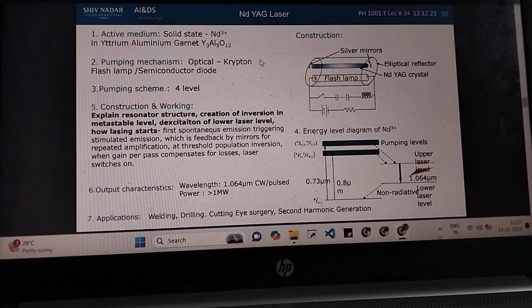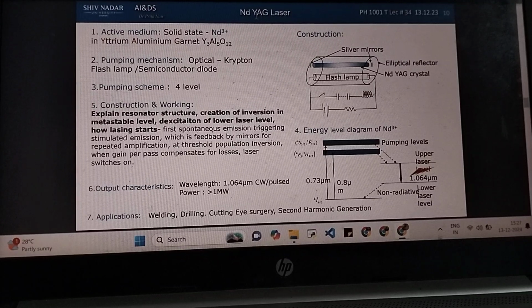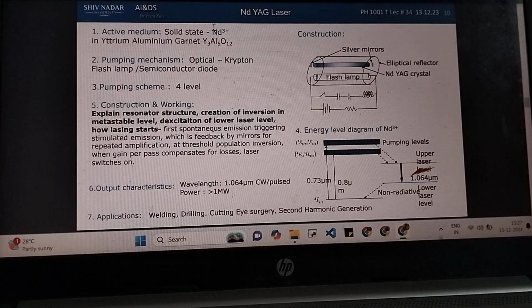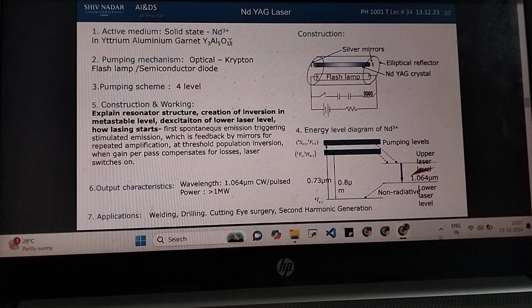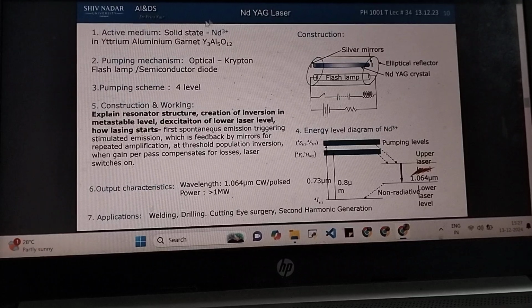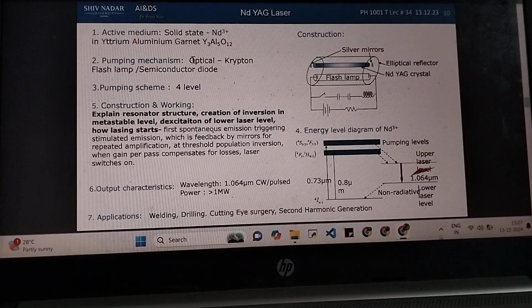So ND stands for neodymium, YAG stands for yttrium aluminium garnet. So the active medium is an alloy of all these materials: neodymium, yttrium, aluminium, and garnet, which is why we call it an ND-YAG laser. That's the active medium. The pumping mechanism is optical.